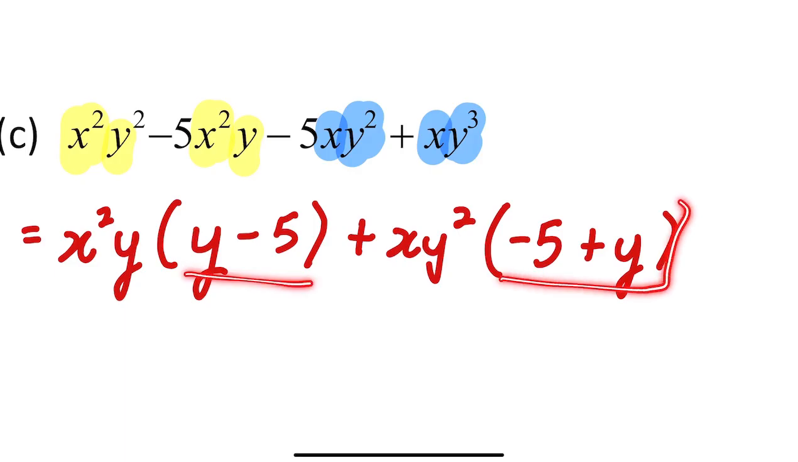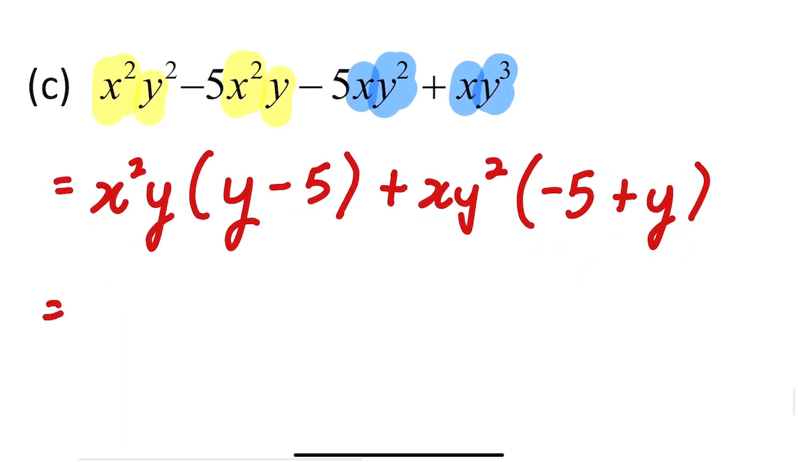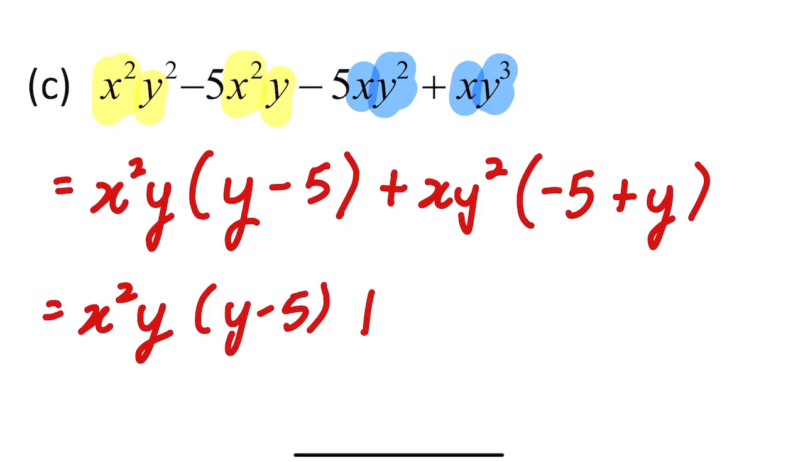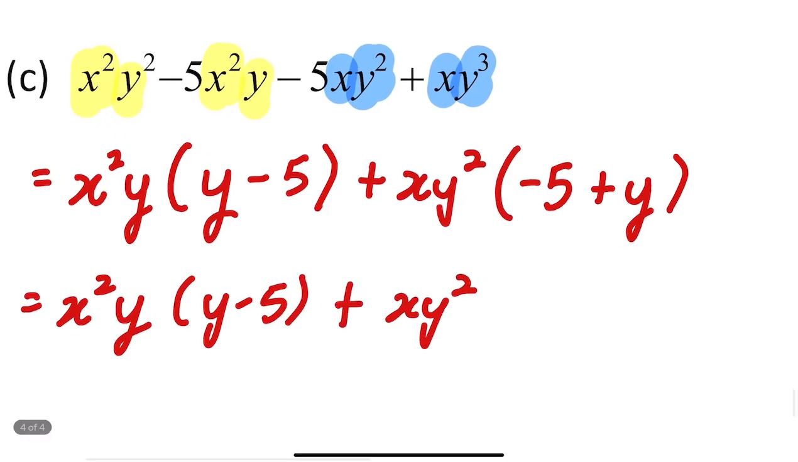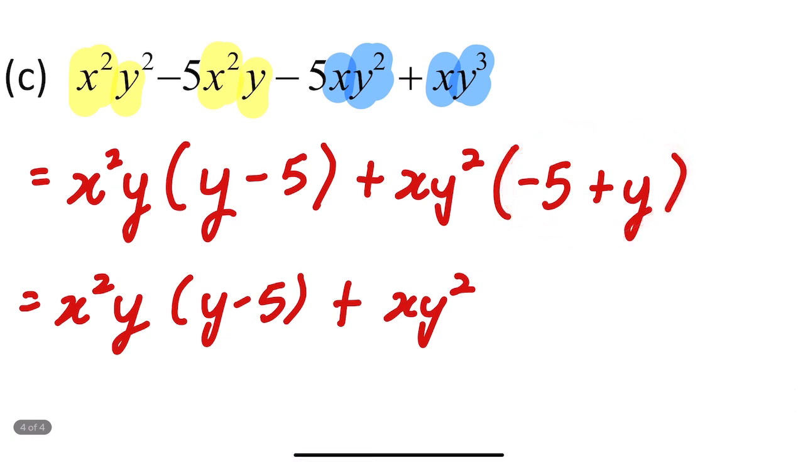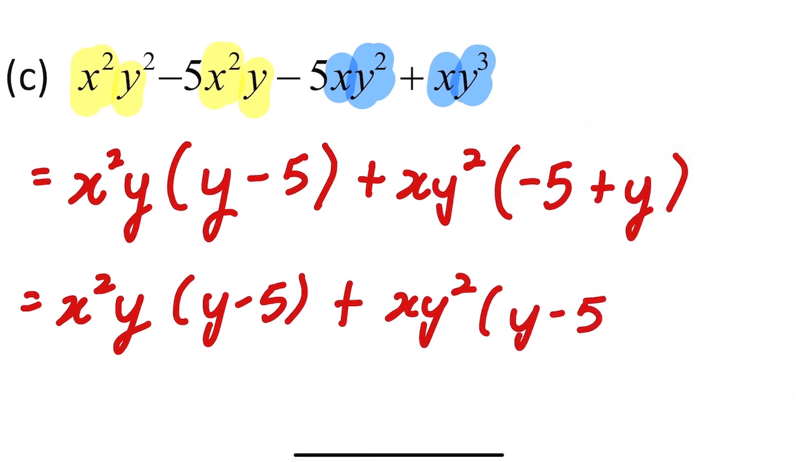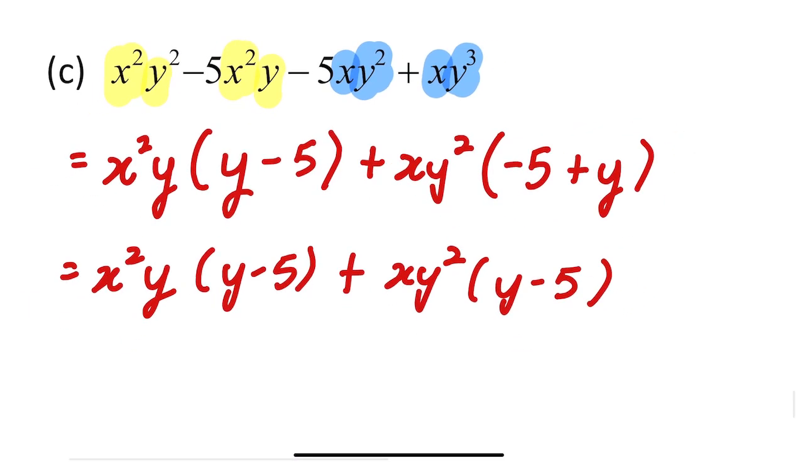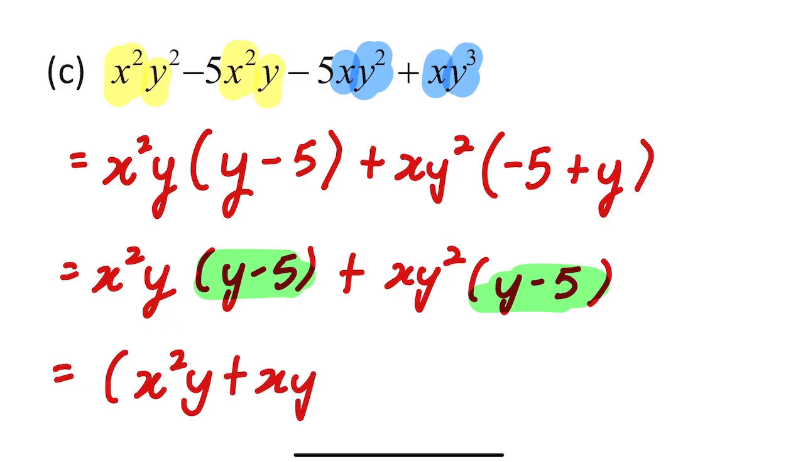If I were to rearrange these two terms, you notice that x squared y minus 5 plus xy squared, this term here can be rearranged to become y minus 5. And now I check, are they the same? Yes, y minus 5 here, here is y minus 5. They are the same thing. I can now combine this to become x squared y plus xy squared, times y minus 5.